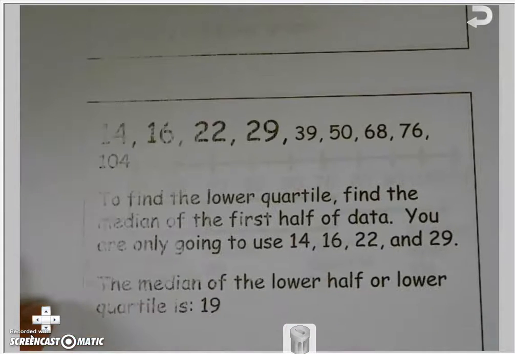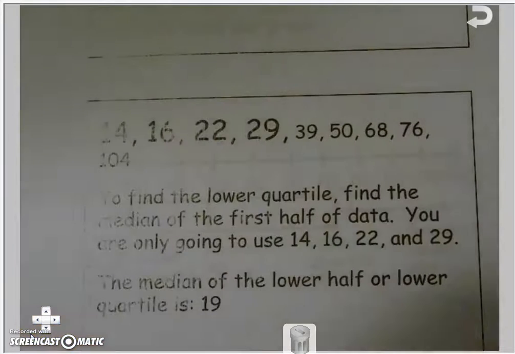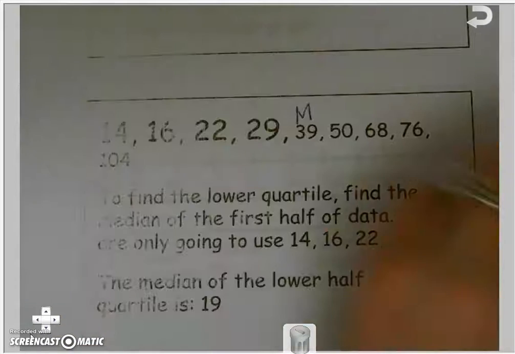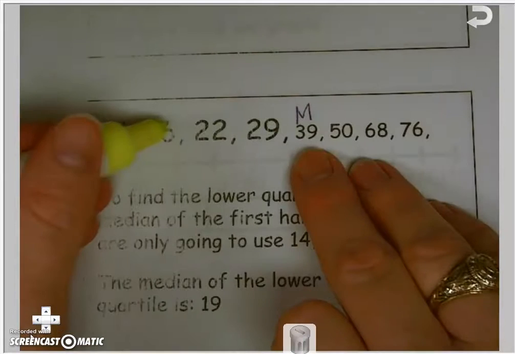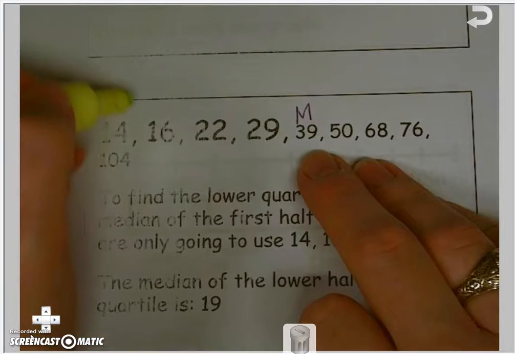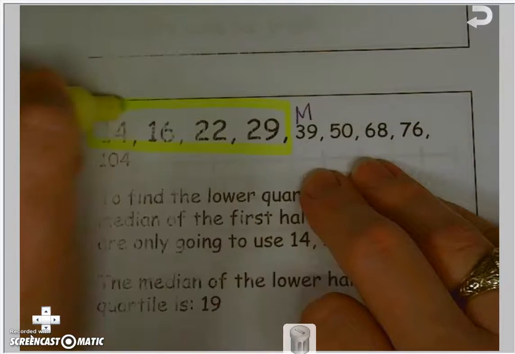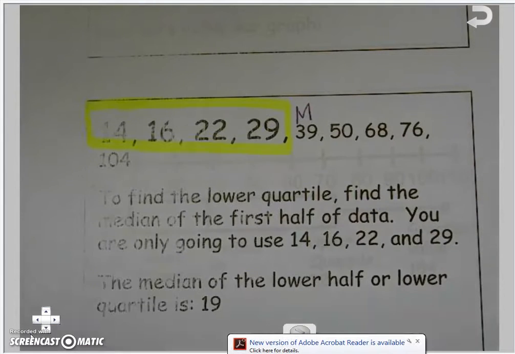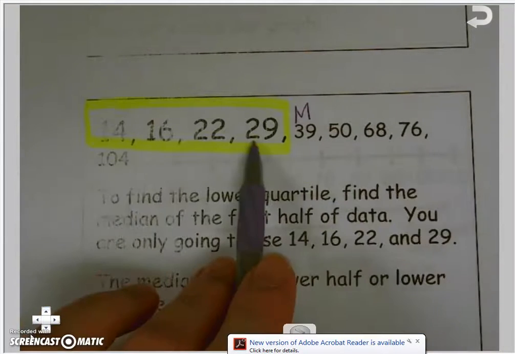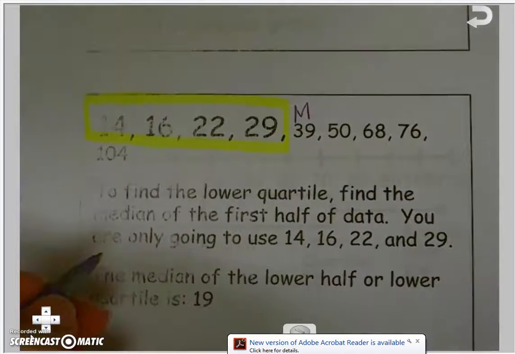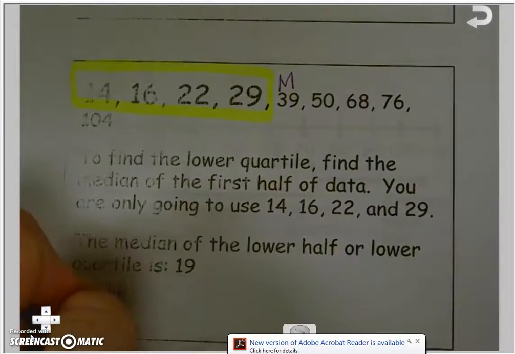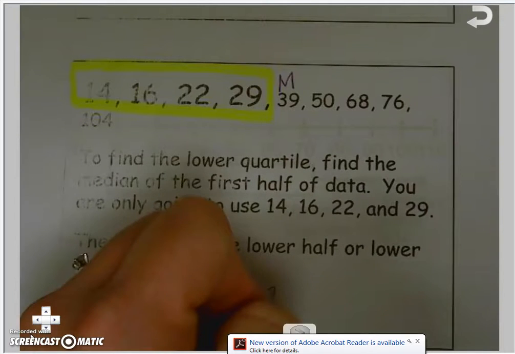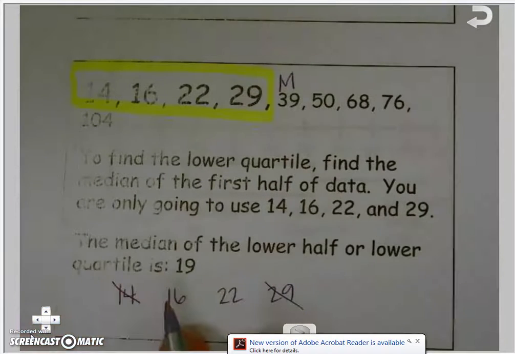So keep that in mind. Here we go. So if we're going to find the lower quartile, we take all the numbers that are lower than the median. And our median is 39. I'm just going to put an M here for median. So 14 is lower than 39, 16, 22, and 29. All those numbers are lower than 39. So I'm going to take those 4 numbers and find the median of them, and when I do, that's going to give me the lower quartile. So they're already in order from least to greatest. So if I take 14, 16, 22, 29, and I find the median, I have 2 numbers left.